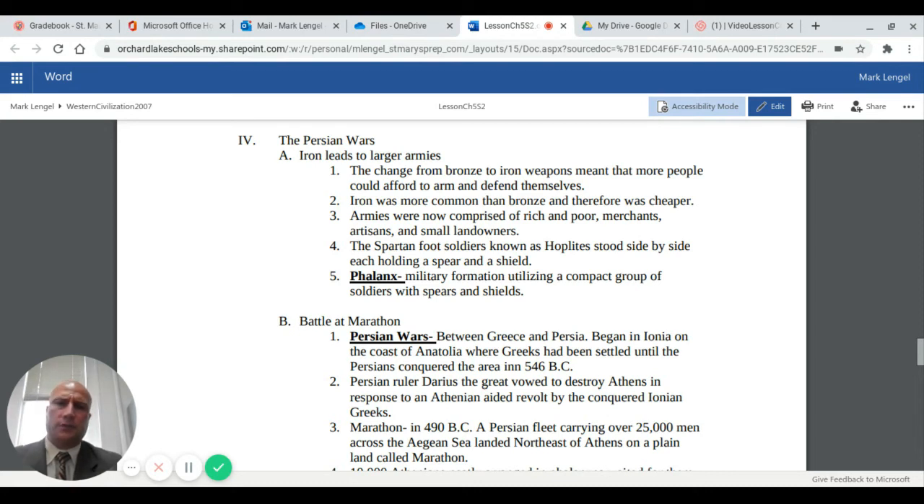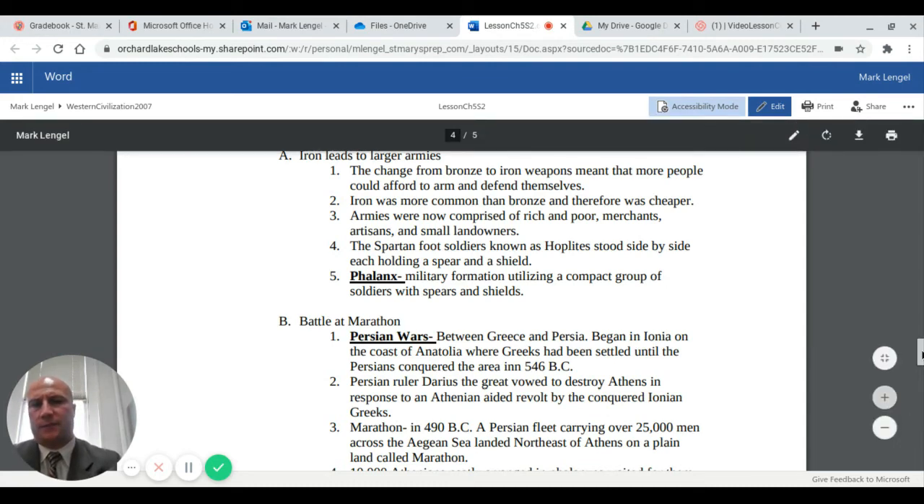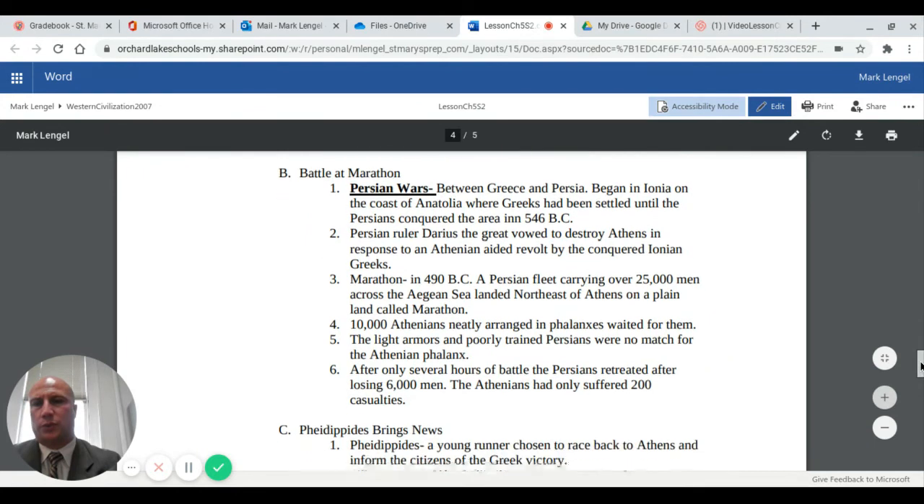Now, the Spartans called their foot soldiers hoplites, and they created this side-by-side, shoulder-to-shoulder shield and spear formation called the Phalanx. It was a compact group of soldiers that fought in very good rank and order and discipline. These became very crucial in the Persian Wars, where the Persians were invading and highly outnumbered the Greek soldiers.